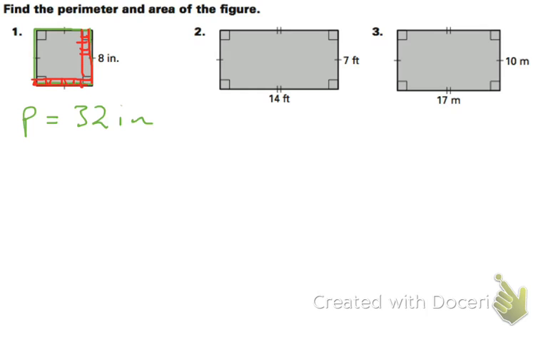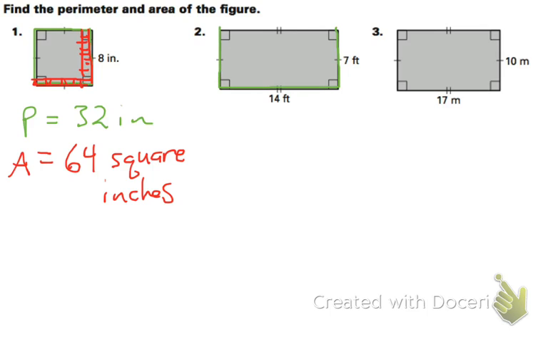And then if I kept filling in the whole entire square, I would see that 64 of them could fit in. And you can just get that by multiplying 8 times 8. So 64 square inches would fit inside this larger square.